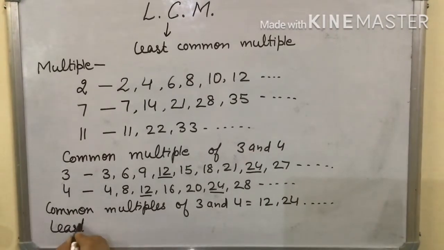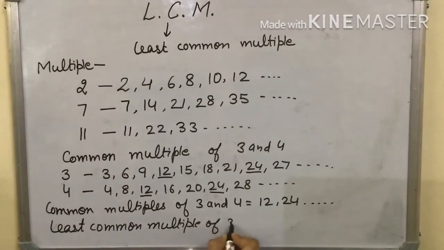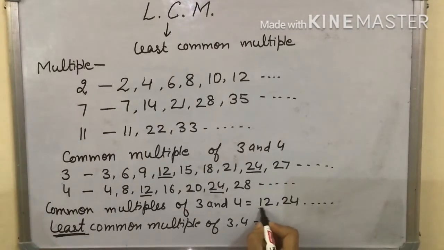But if we talk about least common multiple of 3 and 4, तो यहाँ पे हम बात कर रहे हैं least common. It is the smallest common multiple and this 12 is the smallest common multiple of 3 and 4. So LCM of 3 and 4 will be 12.